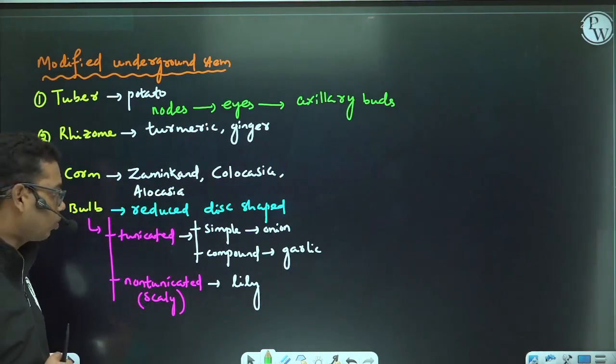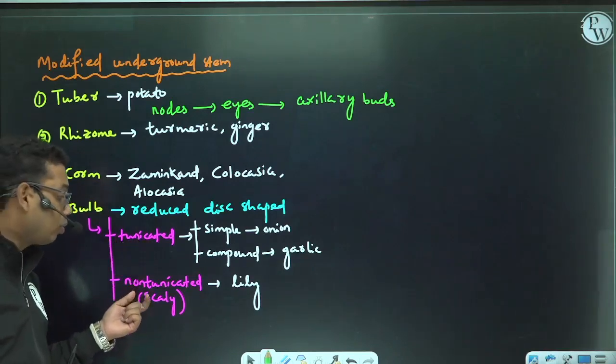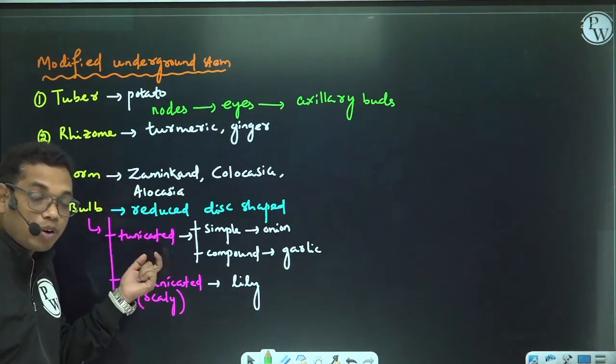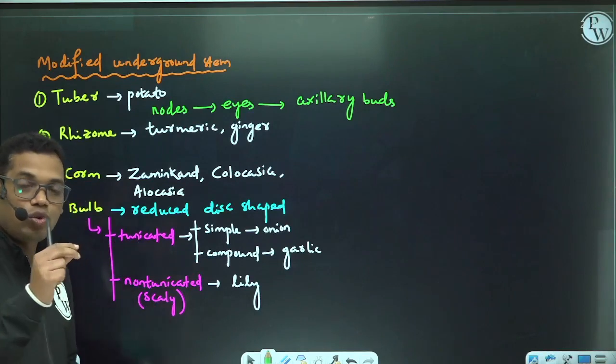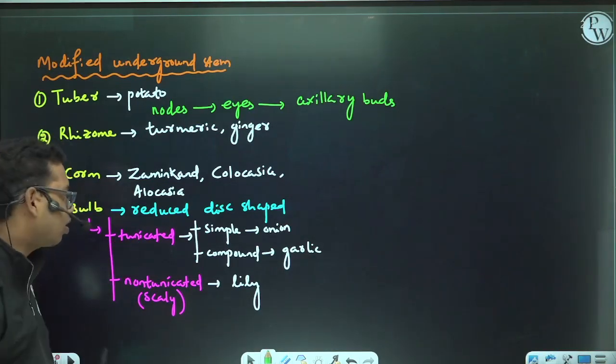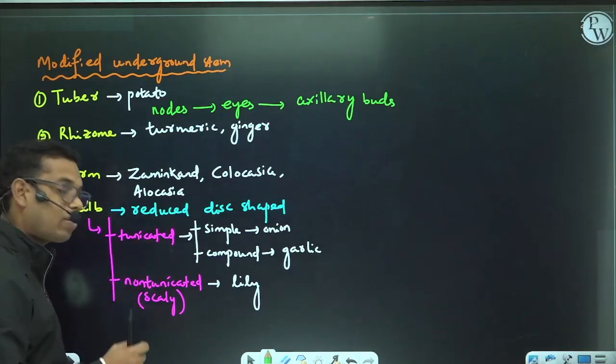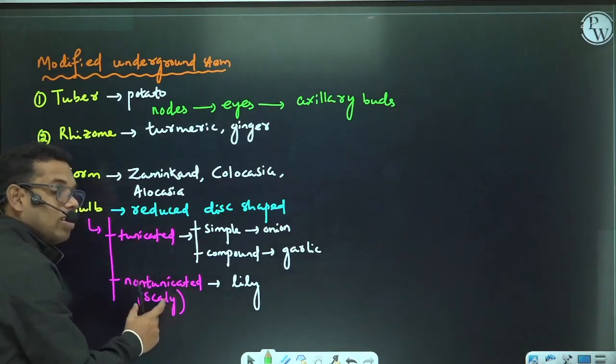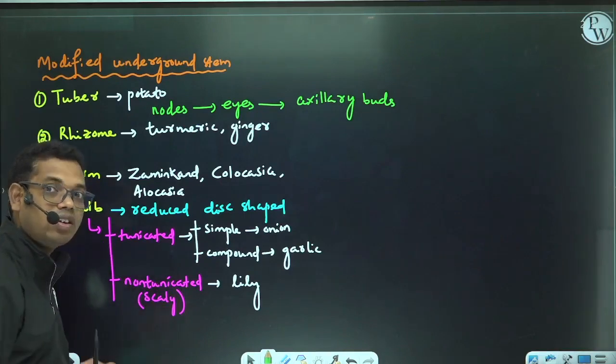disc-shaped underground stems. And they can be tunicated or they can be non-tunicated. Tunic means covering. Tunic is basically a membranous scaly leaf. If the membranous scaly leaf is present, that means that will be tunicated. If it is absent, that will be non-tunicated or scaly bulb, or it can also be called a naked bulb.